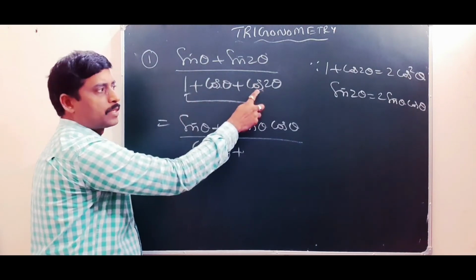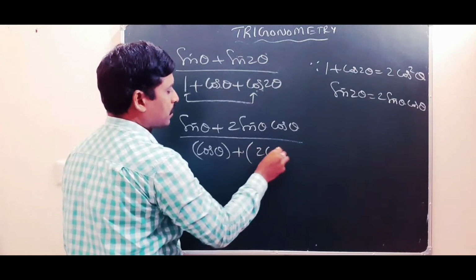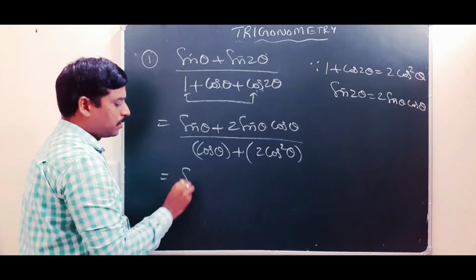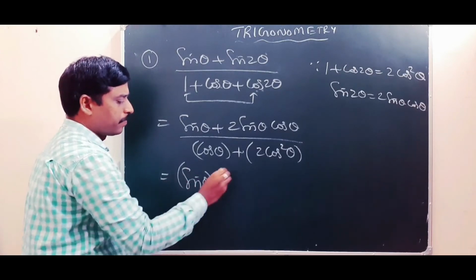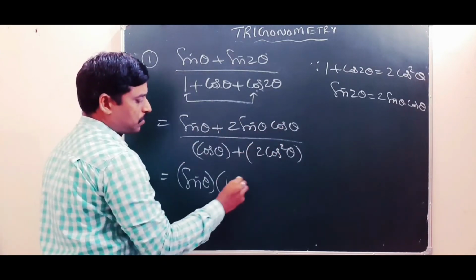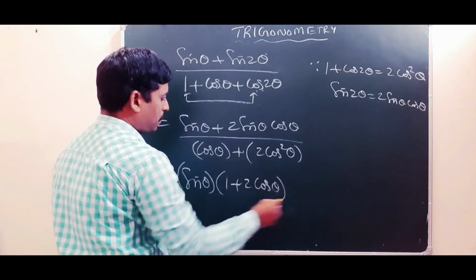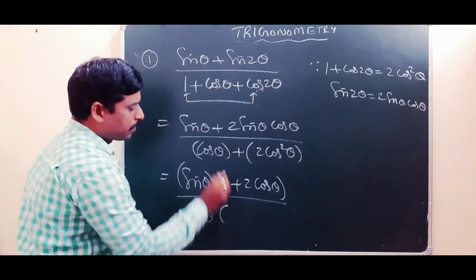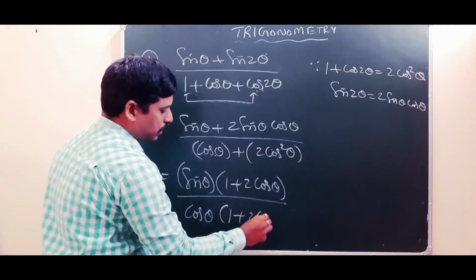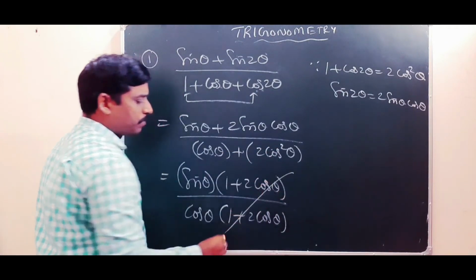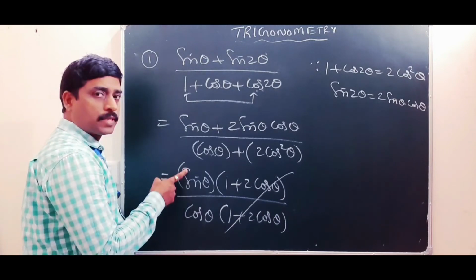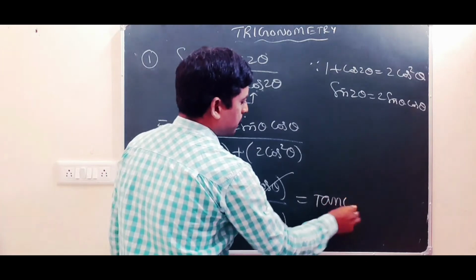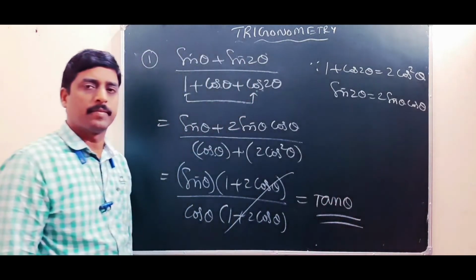1 plus cos 2 theta we write as 2 cos square theta. Okay. In the numerator, take sin theta common: 1 plus 2 cos theta. In the denominator, take cos theta common: 1 plus 2 cos theta. So 1 plus 2 cos theta gets cancelled. Sin theta by cos theta is tan theta. So what is the answer? Tan theta.